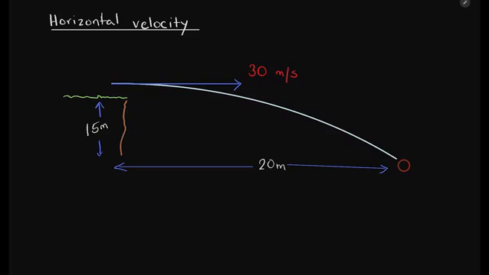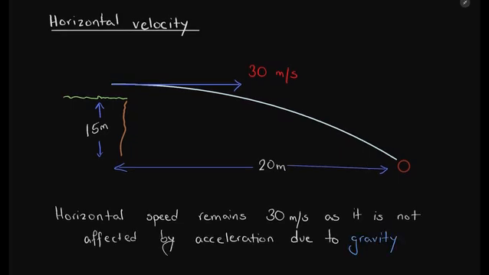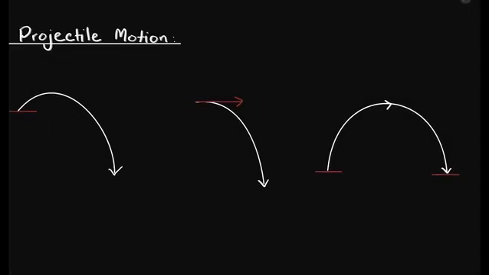Next, if the question asks what is the horizontal velocity of the ball when it hits the ground, we can say that the horizontal velocity is 30 meters per second, as horizontal speed is not affected by gravity. So, along the path of the ball, the horizontal speed will remain constant. We can apply the concepts that we have learned in the previous question to any questions that come up. So let's move on to the next question.